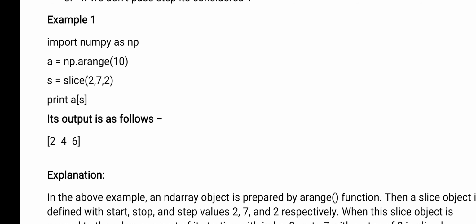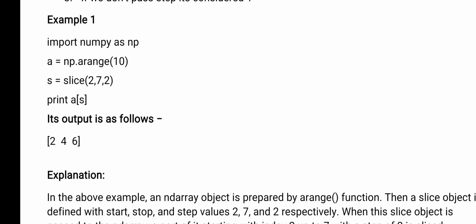Now you see the s variable. s equals slice. Here slice is a built-in function. Now how many parameters have I given? 2, 7, 2. So I am extracting with starting value 2. Total how many elements are there? 10 elements, because I have given range 10, so it will take from 0 to 9. Starting value is 2, ending value is 7, and the step value is 2. So every alternate element it will take.